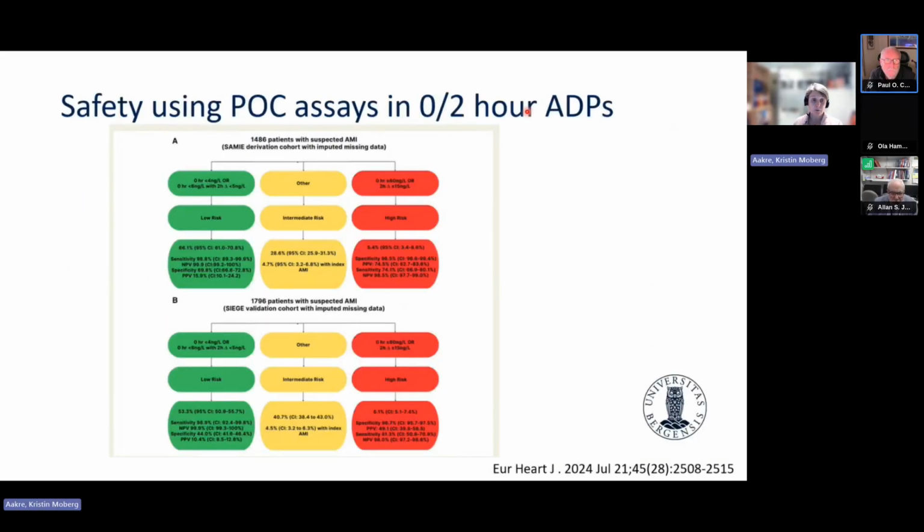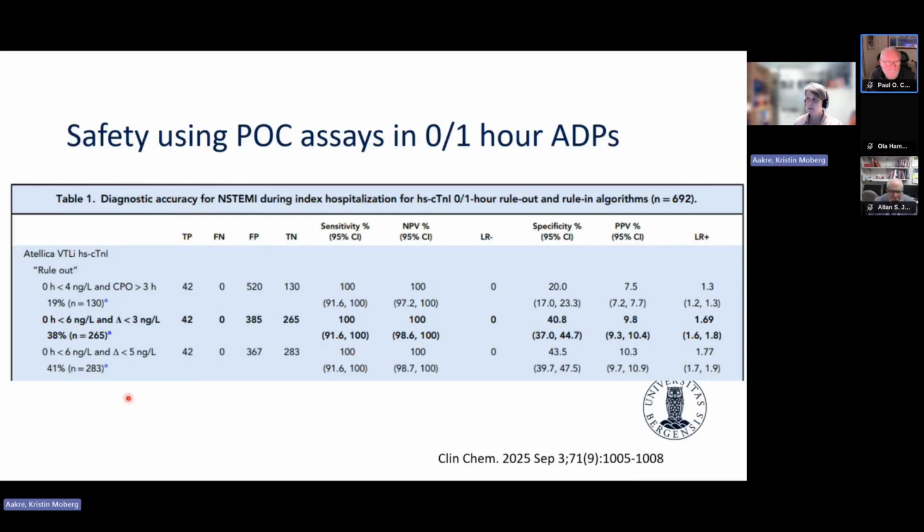There are less data for point-of-care assays, but they do exist. This is the largest study, which is a 0-2 hour ADP, which was based on the SAMI study from Australia and the SAGE study from United States. And they also demonstrated excellent sensitivity and negative predictive values for this pathway. This is similar data from our hospital, a 0-1 hour point of care pathway, which shows very good performance.